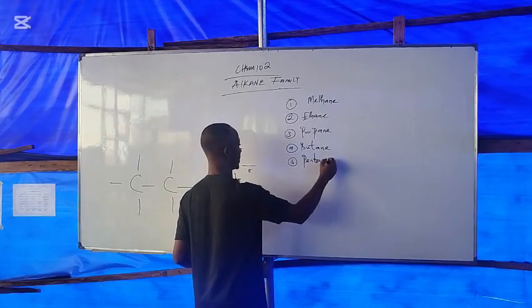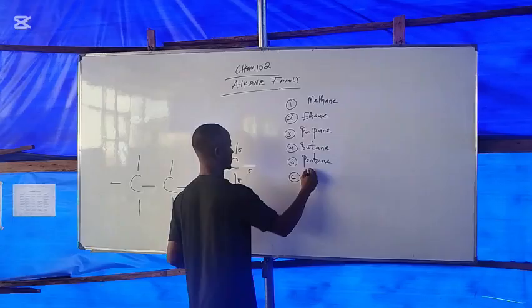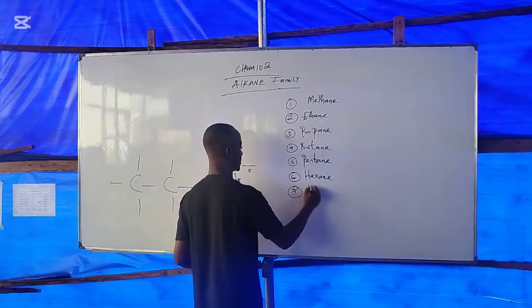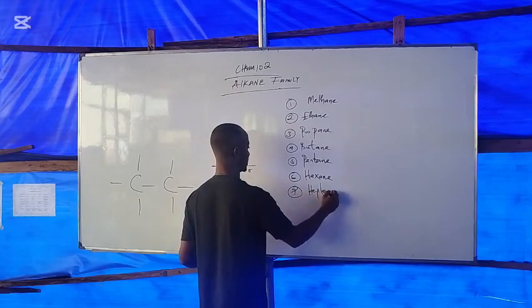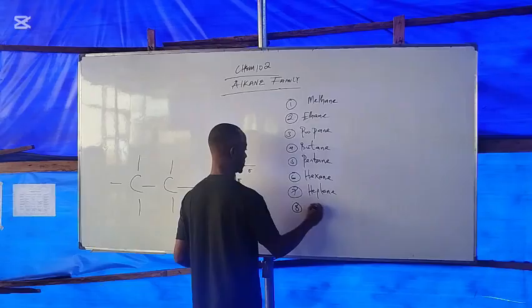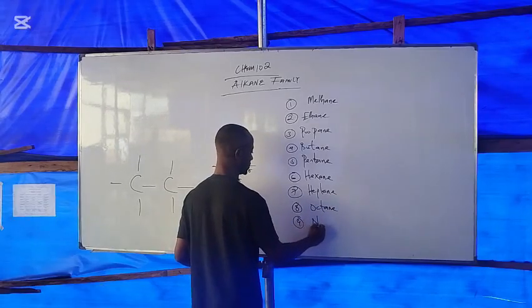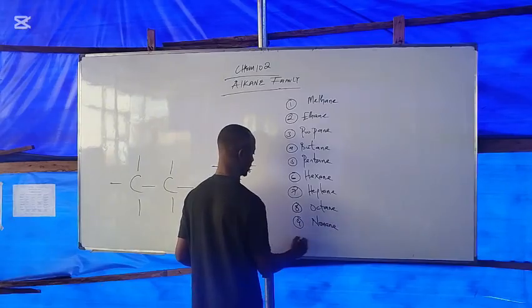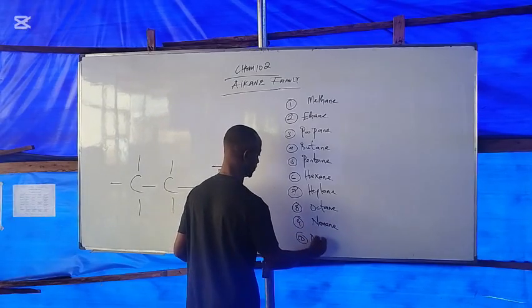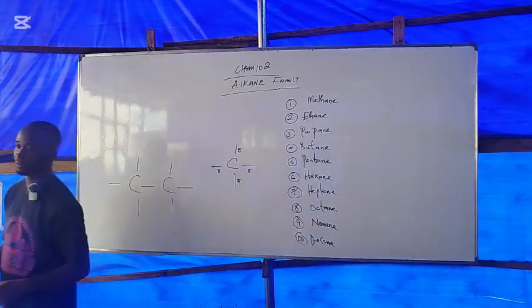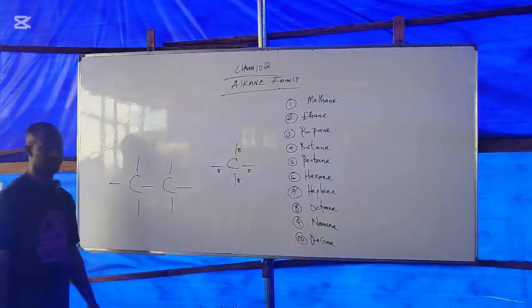Six is hex, which is hexane. Seven is hept, which is heptane. Eight is oct, which is octane. Nine we have non, which is nonane. Ten we have dec, which is decane. These are the first 10 members of the Alkane family, isn't it so?